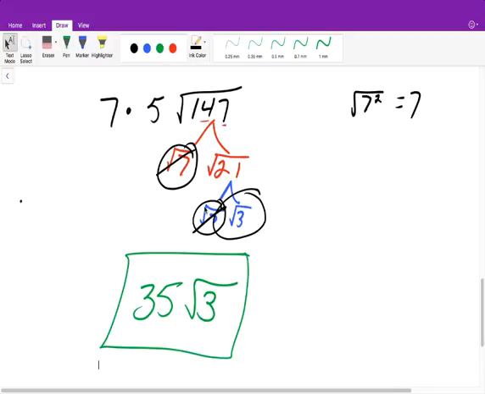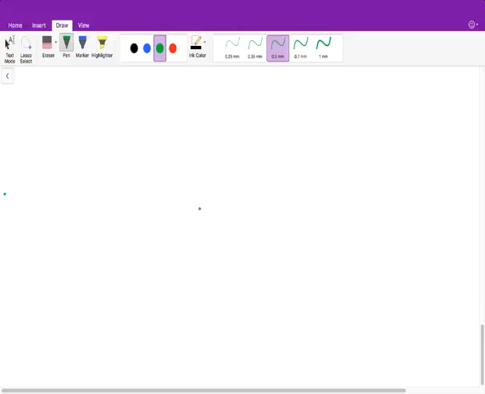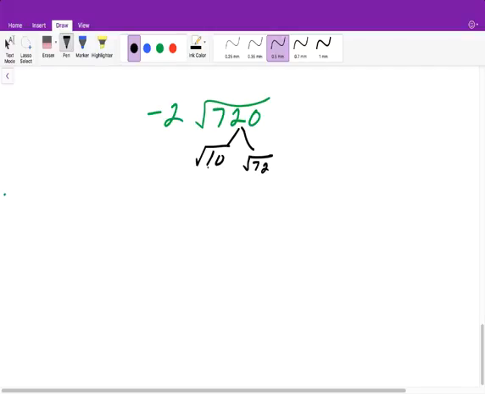All right, one more question, then we're done with this set of problems as well. So it was negative 2 times the square root of 720. Here I see it ends in a 0, and that tells me it's going to be divisible by 10. So I'm going to go ahead and divide it by 10, and that would be 10 and 72. 10 we can break out to square root of 5 and square root of 2. 72 we can break out to square root of 9 and square root of 8.